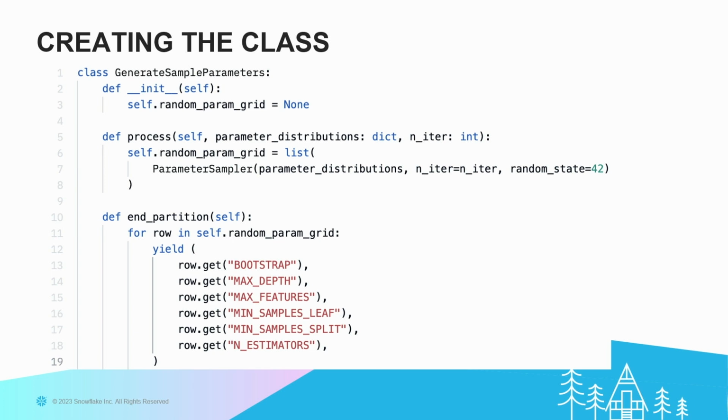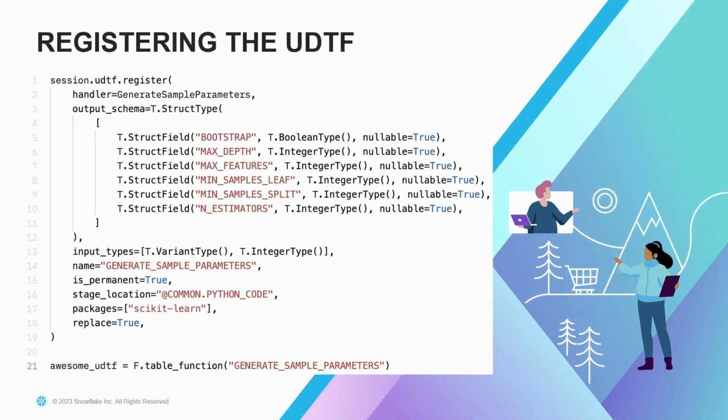And if you're a data scientist, you're probably familiar with these. Bootstrap, max depth, max features, and so on. So what this UDTF is going to do is I'm going to give it a dictionary of hyperparameters. And it's going to output a table of all of the different combinations of hyperparameters.